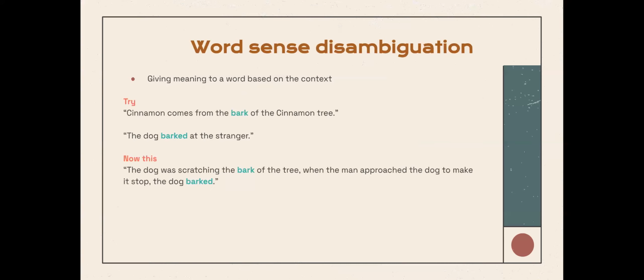But the next item, word sense disambiguation, is slightly harder because the possibilities are a lot, so it's hard to figure it out perfectly. The example over here is that cinnamon comes from the bark of cinnamon trees. The dog barked at the stranger. Both barks are the same. One is a verb, one is a noun, but the fundamental word is still the same, bark. So when it comes to a sentence that combines both of them, a machine learning system might get confused.